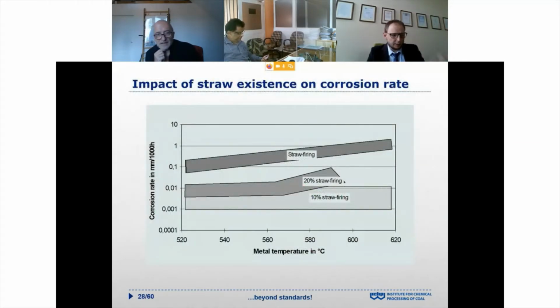But the question is, what is the influence of the presence of straw biomass in the boiler on the corrosion rate? You can see this chart, here is the corrosion rate, but let me underscore that this is a logarithmic scale. So if we consider only co-firing of 10% of straw, the corrosion rate at 20% is much faster, because it is a logarithmic scale. If we consider just straw burning, this corrosion rate would be even much higher.